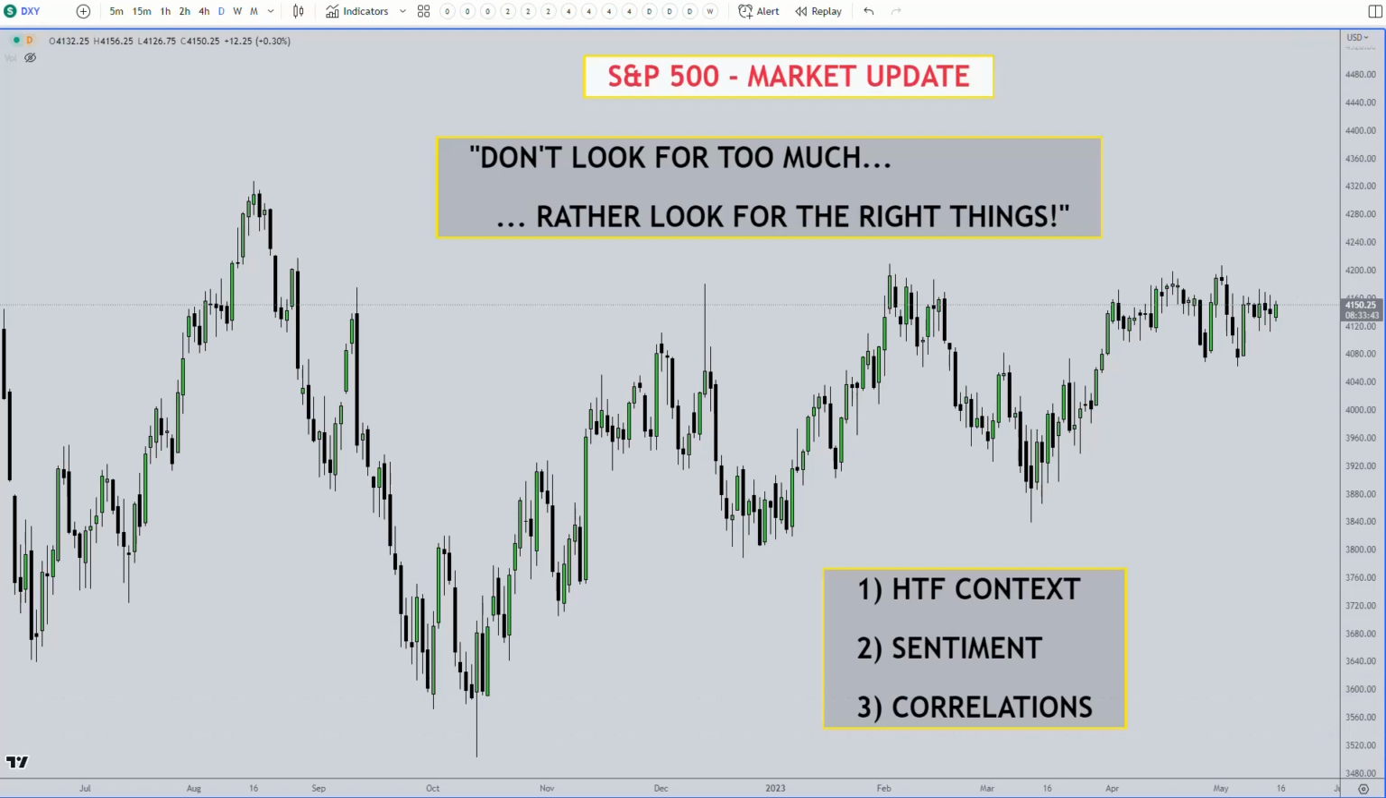First of all, what is the higher time frame context of your trading? Secondly, what is the sentiment going around? And thirdly, what are the correlations with respect to the assets you are trading?